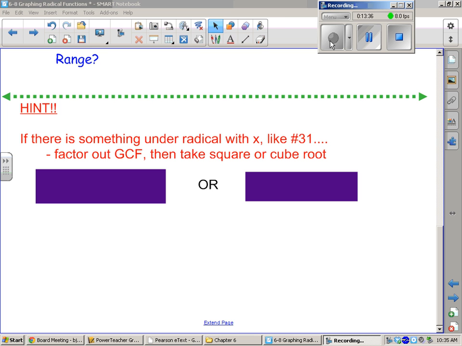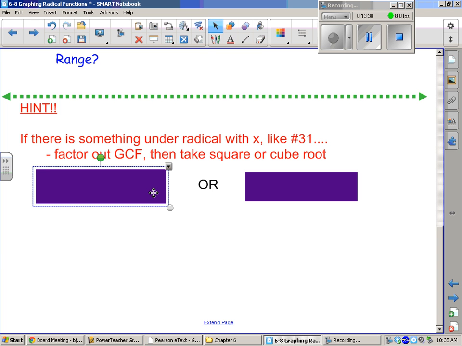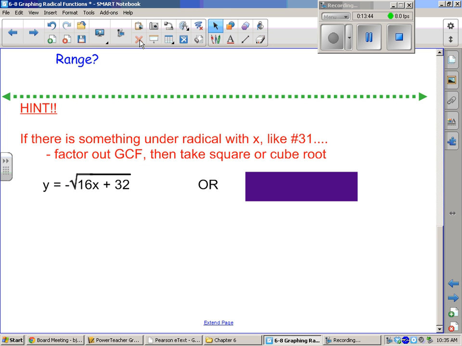All right, last topic. You are going to see a few of these on your assignment. Sometimes they will throw something underneath the square root or the cube root. And then our graphing steps that we've talked about so far, and it's not going to be on number 31. It's in the 30s somewhere. So my hint here is to factor out the greatest common factor and then take the square root or the cube root so that it turns into an a value.